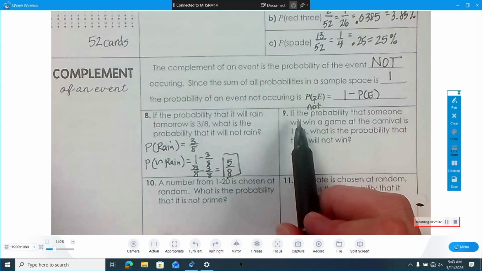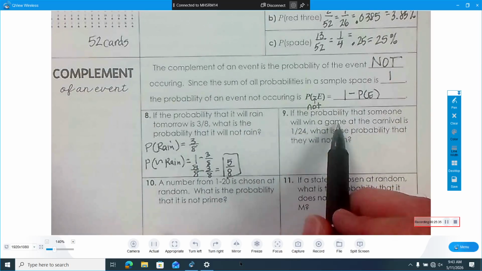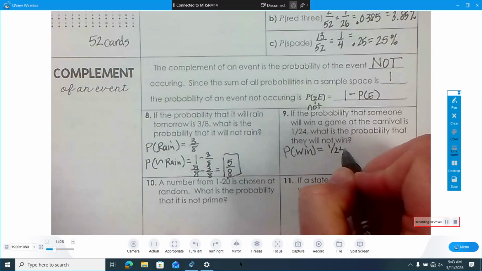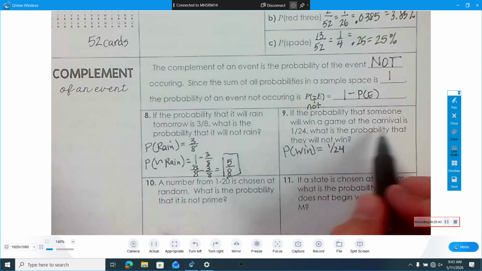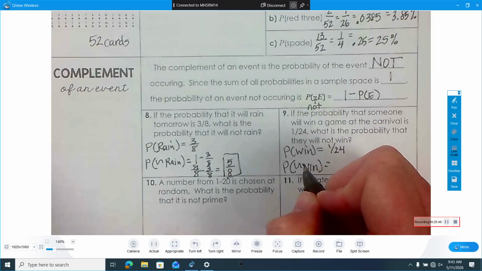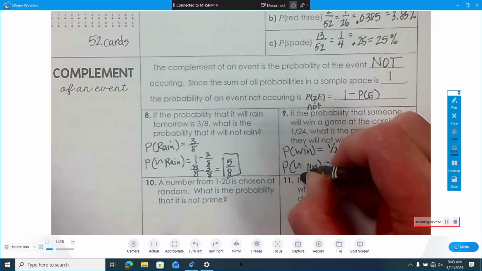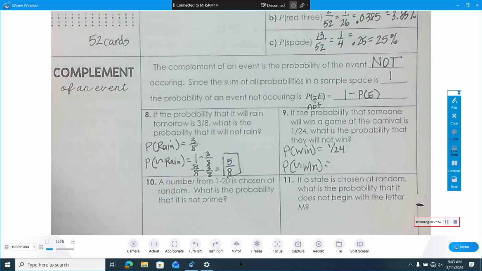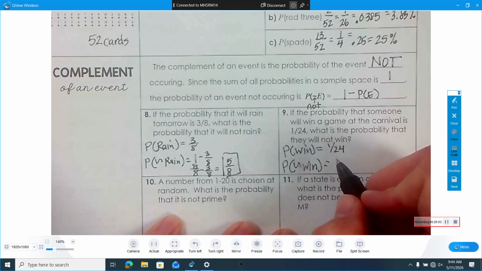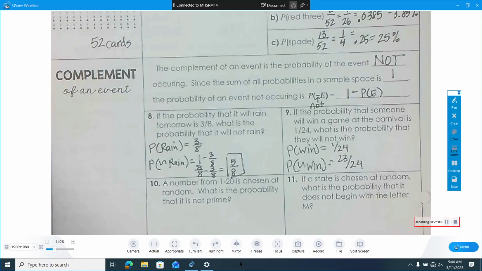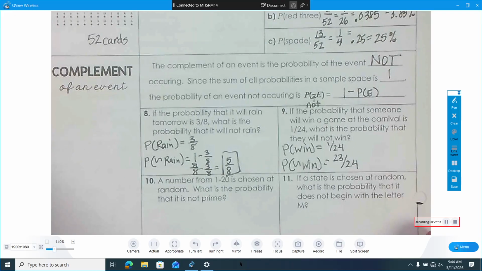Number 9, if the probability that someone will win a game, so the probability of a win is 1 out of 24. What's the probability that they will not win? Again, I'm using the little notation, the shorthand, that's the word not. If 1 out of 24 attempts is a winner, how many are not winners? 23. Very good. You're either going to win or you're not. So you're not going to win 23 of those times.